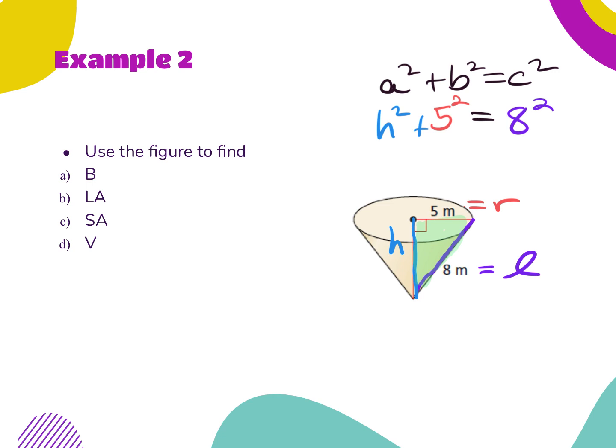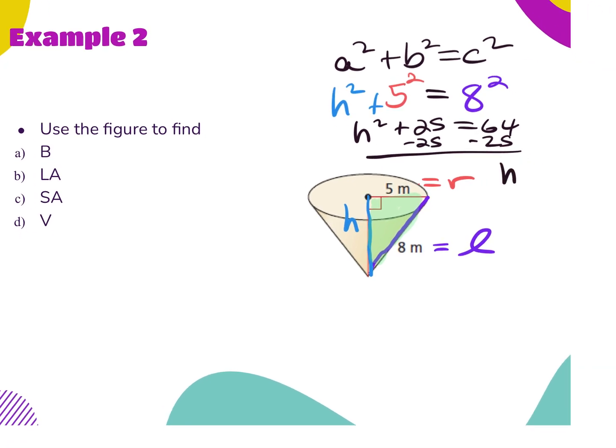And now I'm going to solve for h. So I'm going to be doing h squared plus 25 equals 64. Subtract 25 from both sides. And h squared is equal to 39. I don't want h squared. I want h, so I got to square root it. So h is equal to the square root of 39.